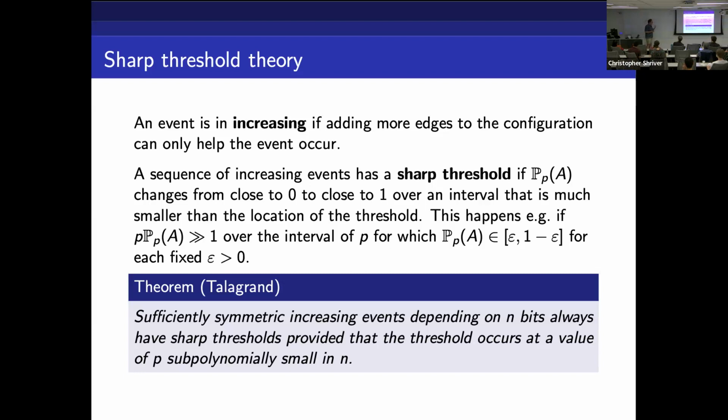Okay, so for example, the event that you have a cluster of density at least alpha is one of these symmetric events. So in the bounded degree case, for example, this will always have a sharp threshold for free by Talagrand. On the other hand, if the probability where you see the threshold is too small, you don't necessarily have a sharp threshold. So the classic example here is the existence of a triangle in the Erdős-Rényi graph. There the threshold is around 1 over n, and you don't have a sharp threshold, even though it's completely symmetric.